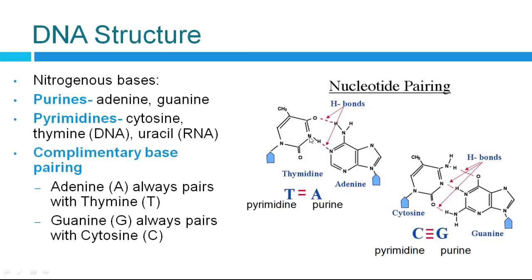Okay, so the way that these connect together is through these hydrogen bonds. We will always end up having a pyrimidine with a purine. Okay, so the number of the rings is 1, 2, 3.